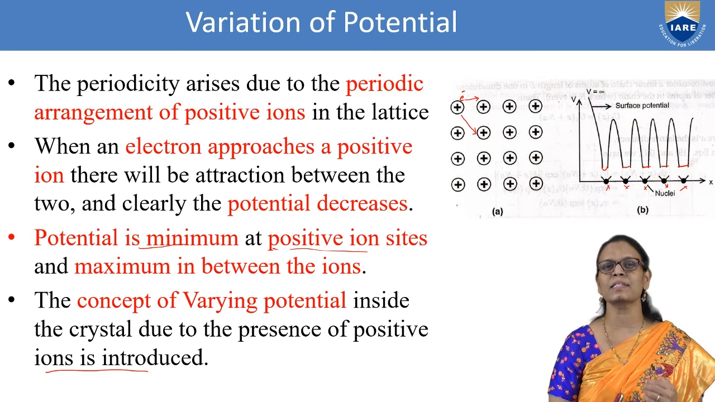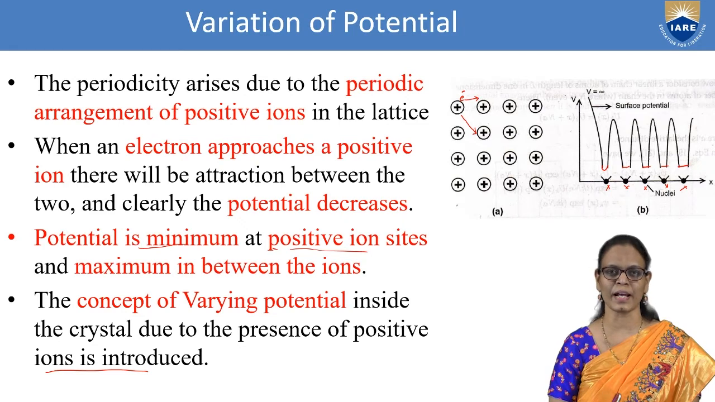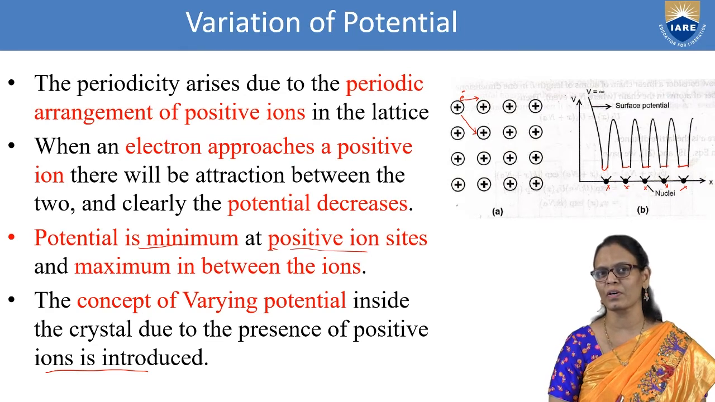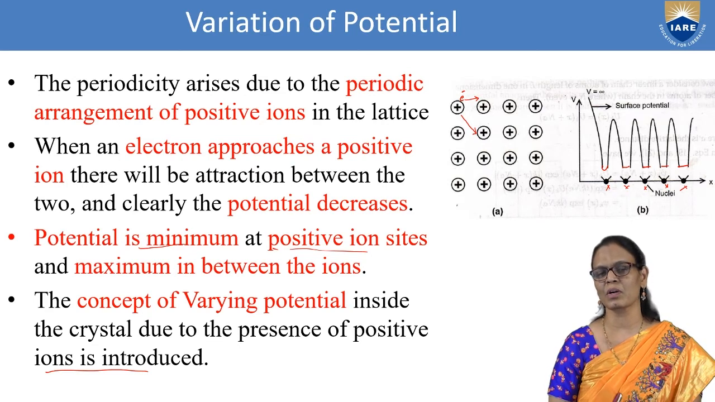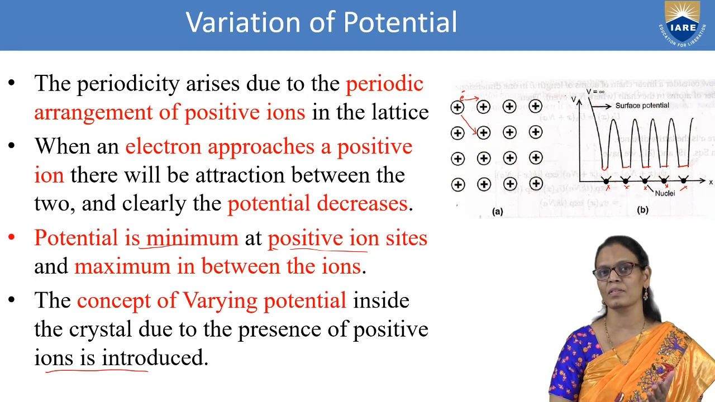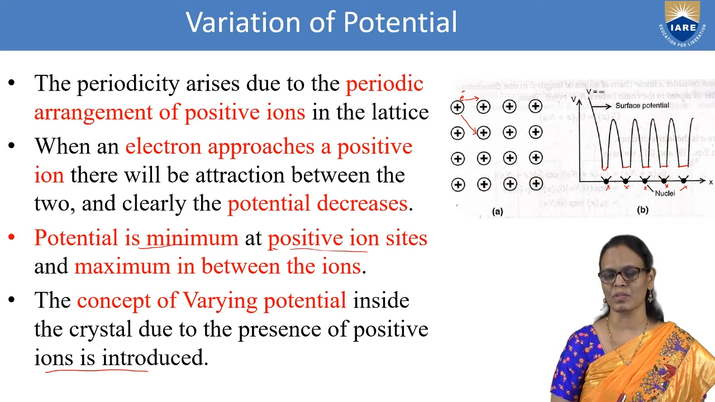So what we see is at every positive ion site, the potential energy is minimum and it increases in between the two positive ion sites. So the concept of varying potential arises, where the potential varies inside the crystal lattice also.